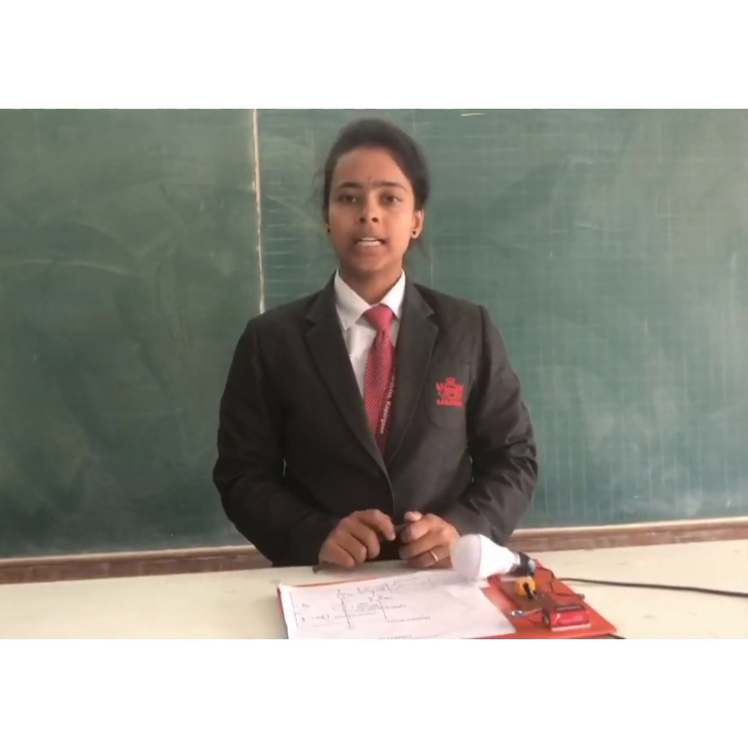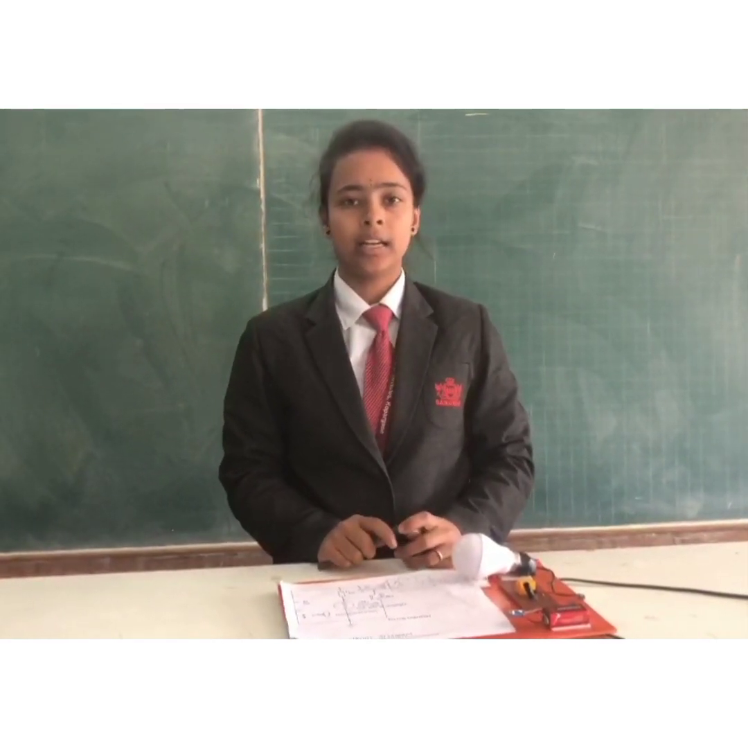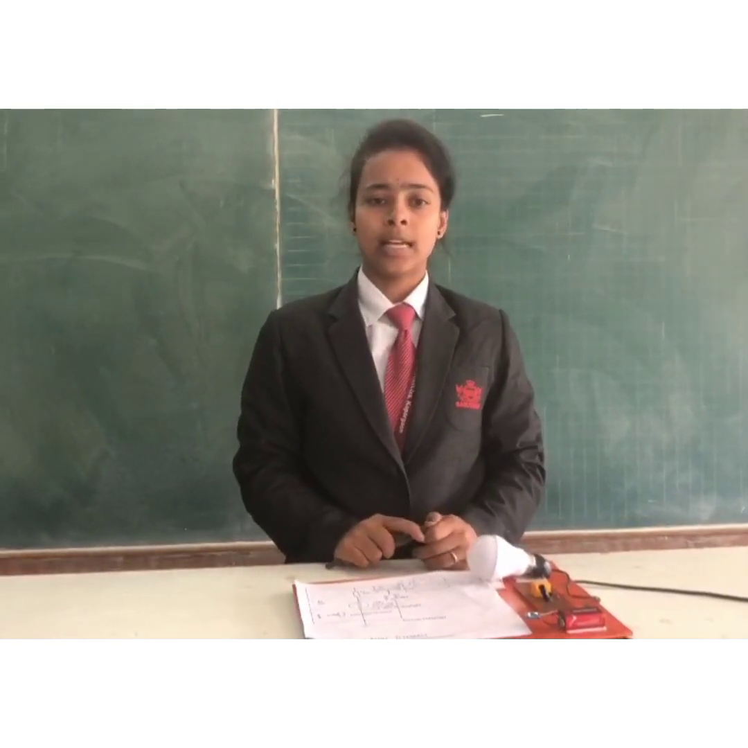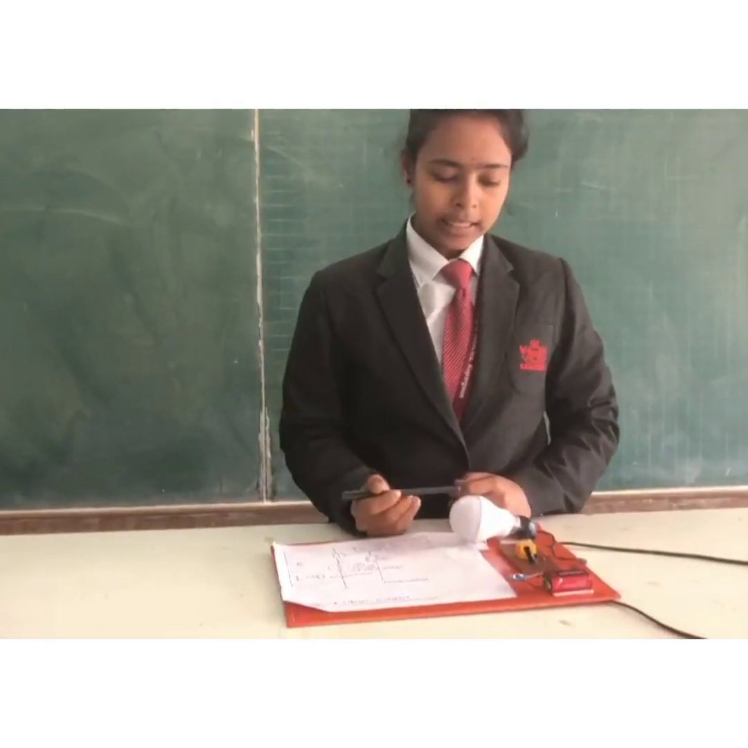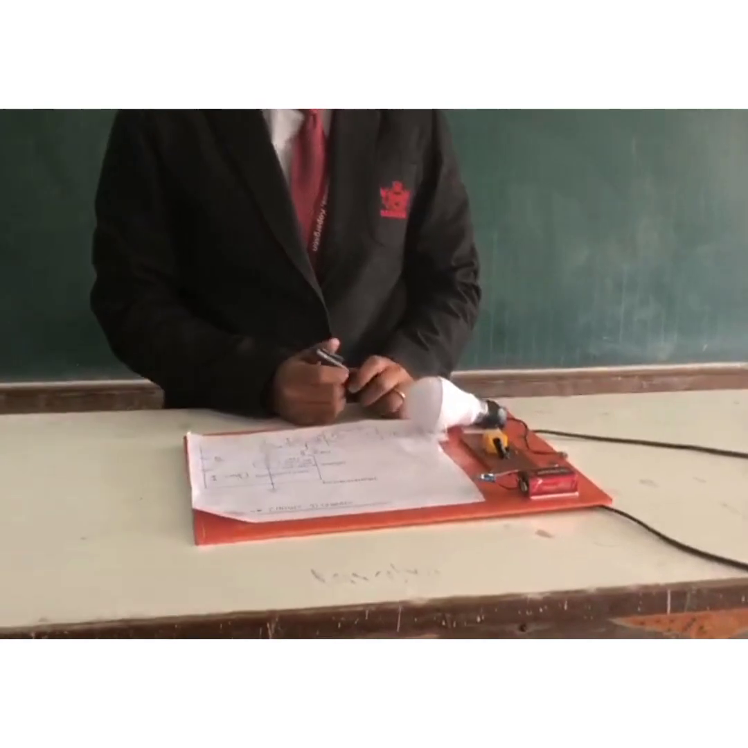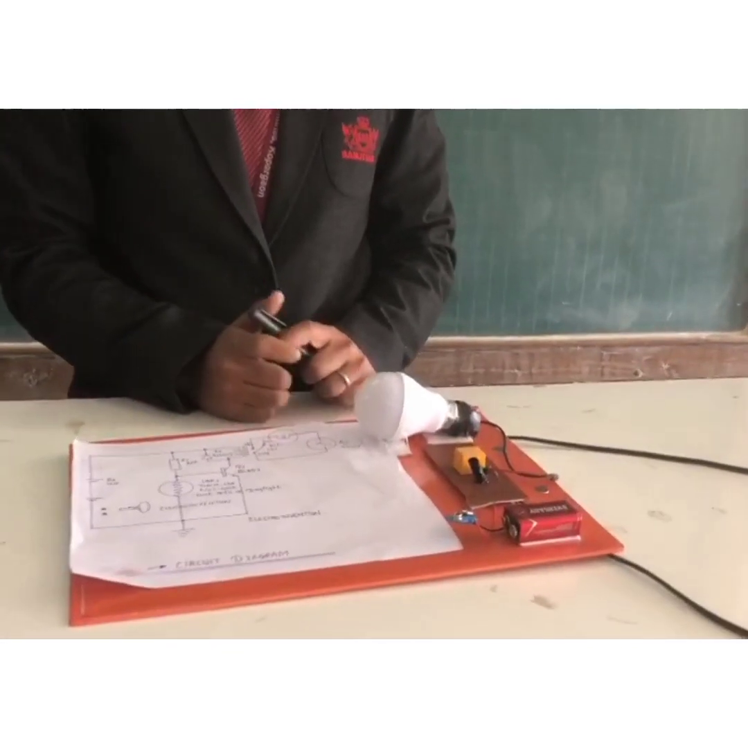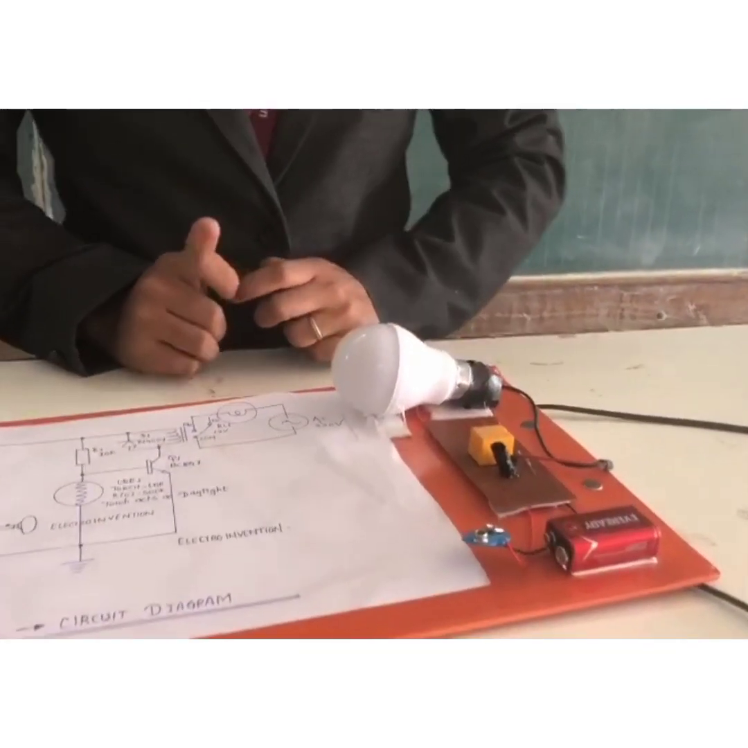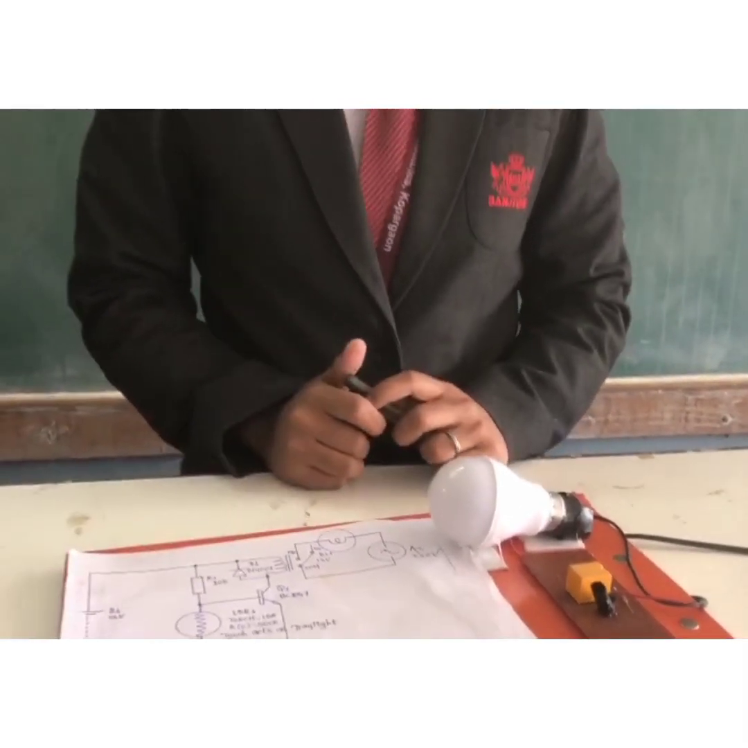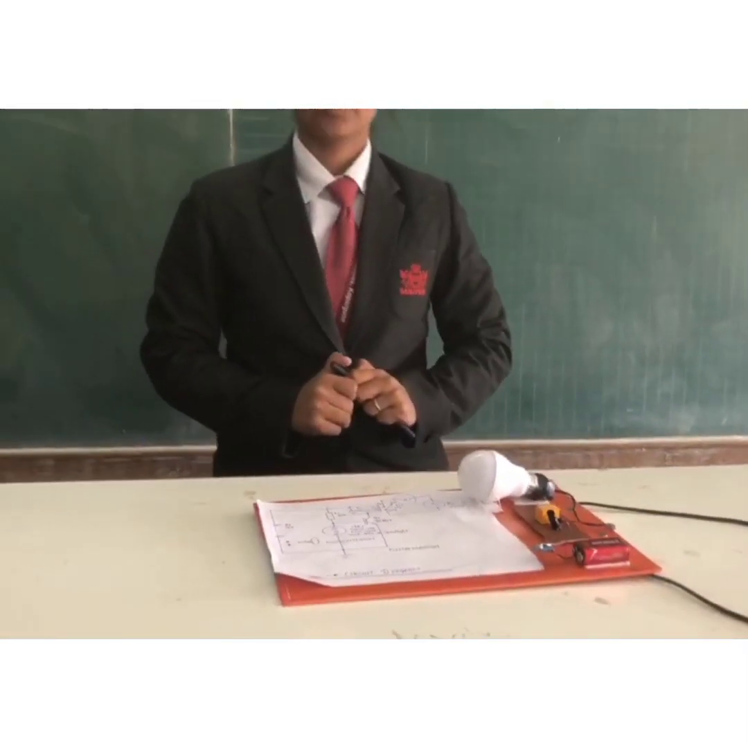This is our CI project of power electronics, and the name of our project is automatic street light sensors using LDR. The components used in this project are as follows: relays, LED bulb, LDR, 9 volt battery, 10K resistor, BC547, 4007 diode and many more. Now let's see the functions and working of these components.